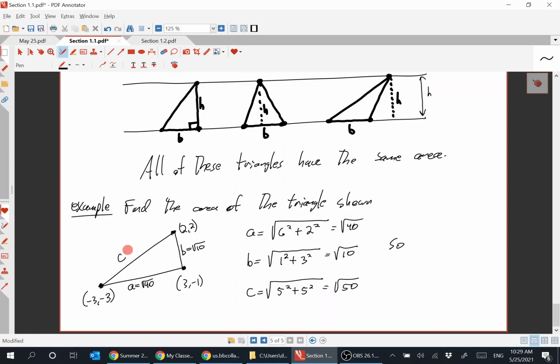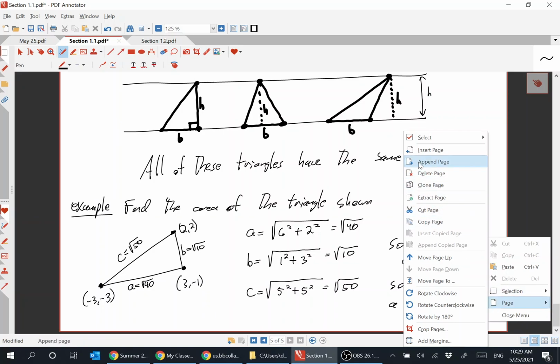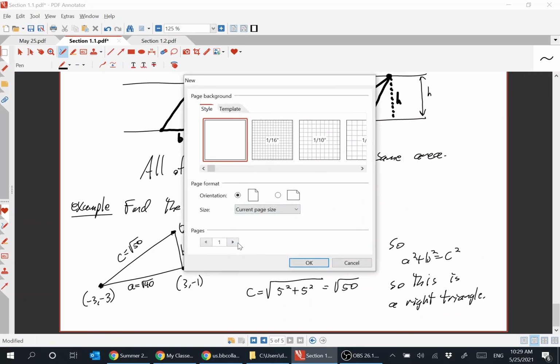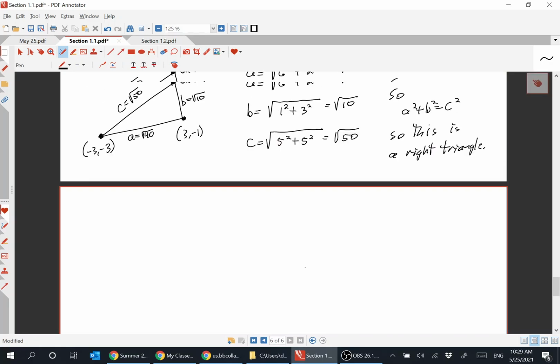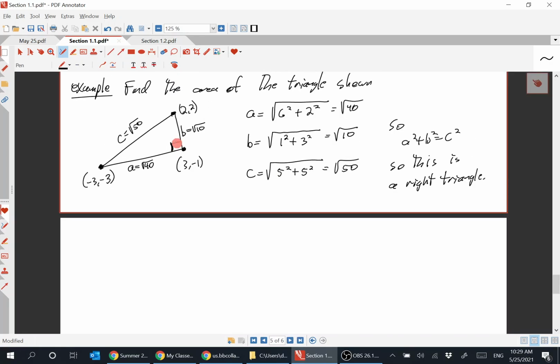So, right, a squared plus b squared equals c squared. So this is a right triangle. So the 90-degree angle is between the A and the B. So this is a 90-degree angle right there. Therefore, the base has length root 40 and the height has length root 10.